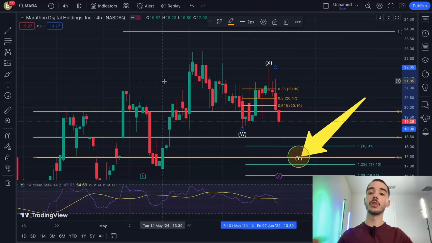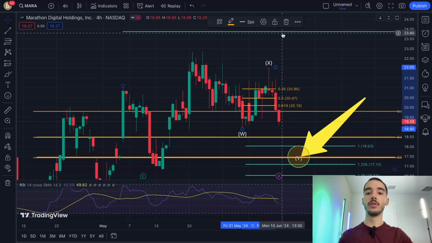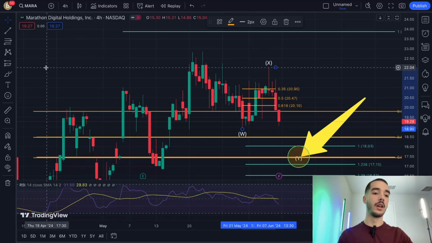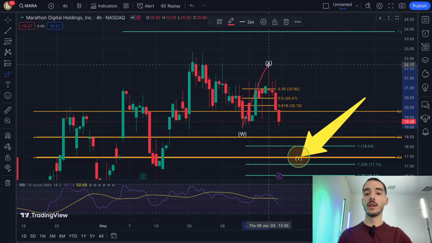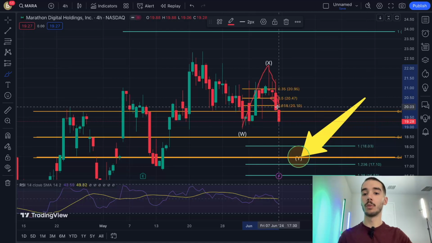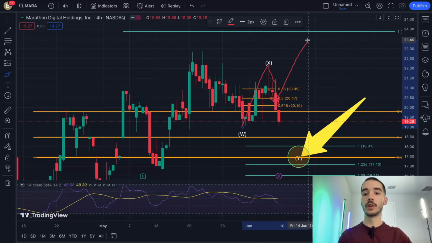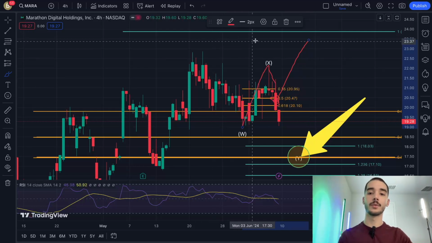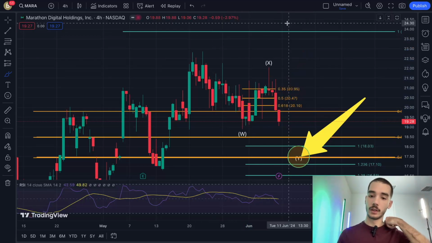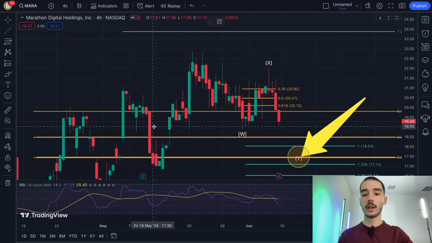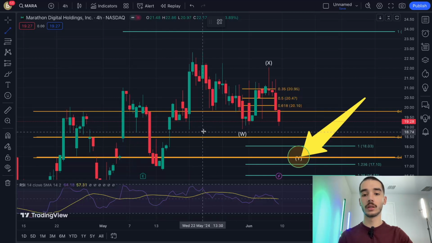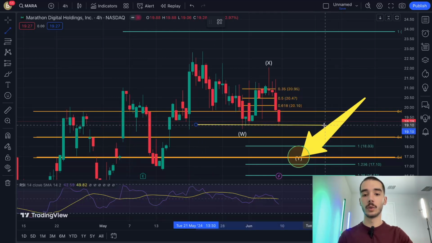So if we were to continue upwards deeper into the 20s here, it would have looked something like this. We would have extended upwards, came back down, found support at the 0.5 or 0.16, and then stretched up higher towards like $24. But that didn't happen. Instead, we broke lower.